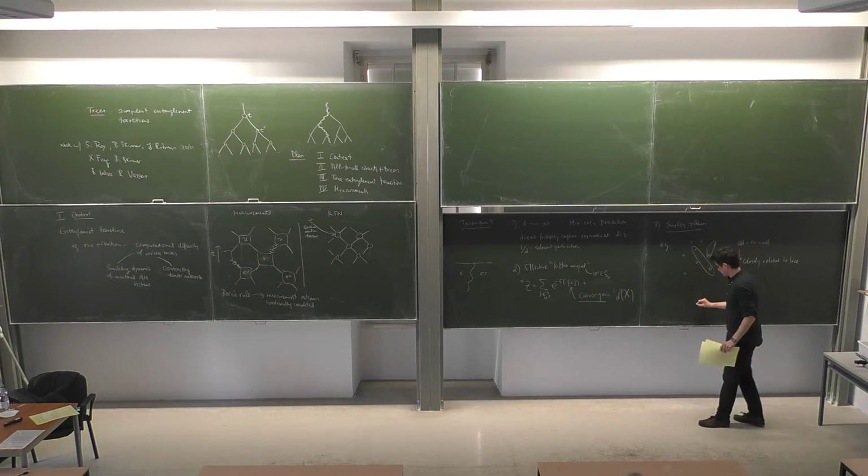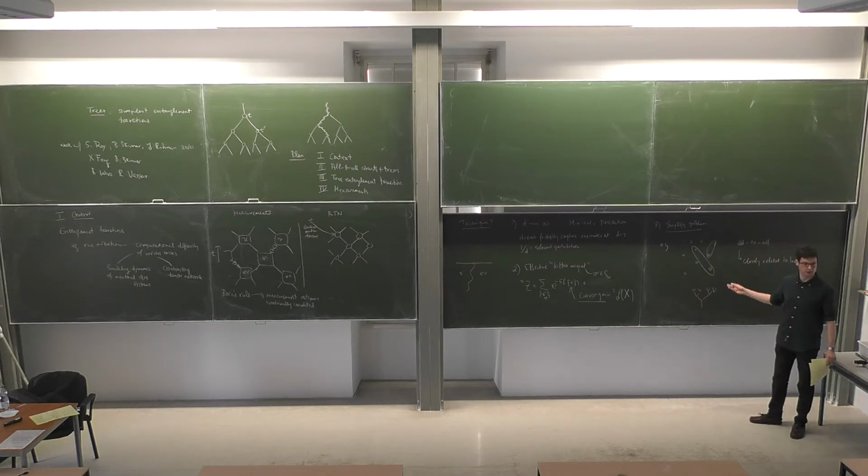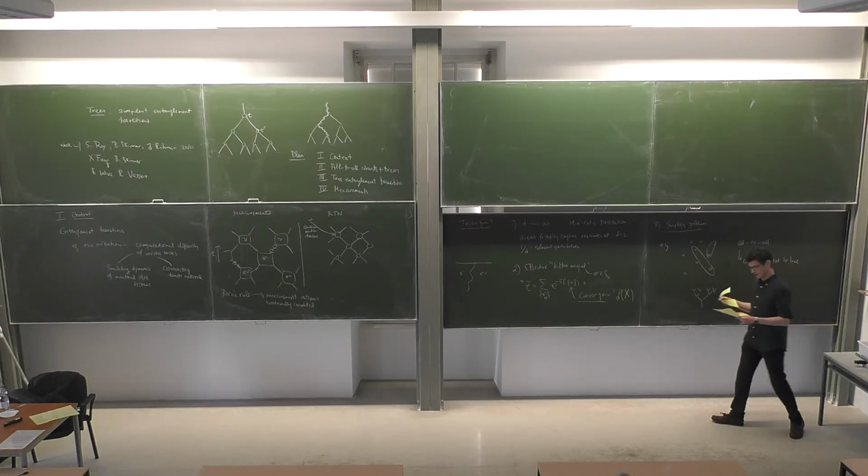One could also just start with the tree. One could, for example, define a dynamical process which has a tree-like structure by activating more and more ancilla qubits at every time step. So maybe I'll mention that at the end.